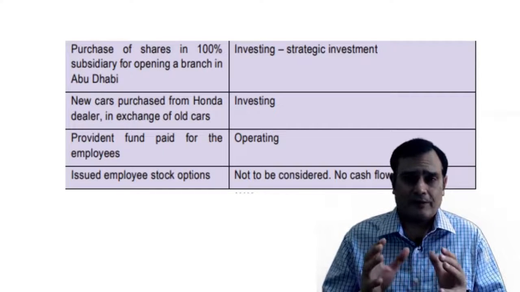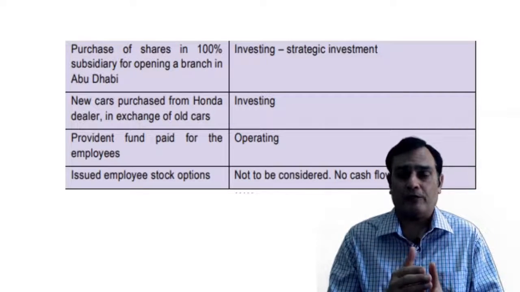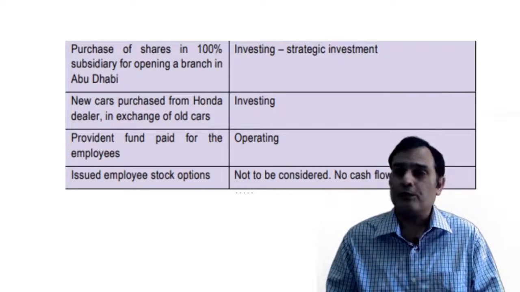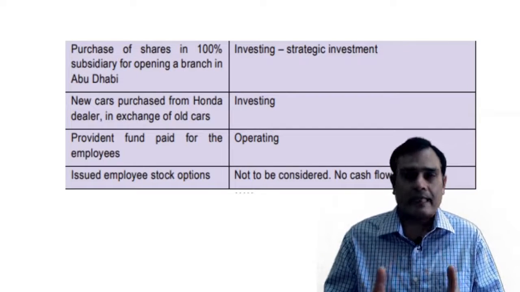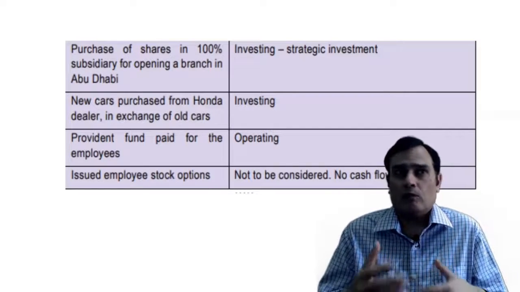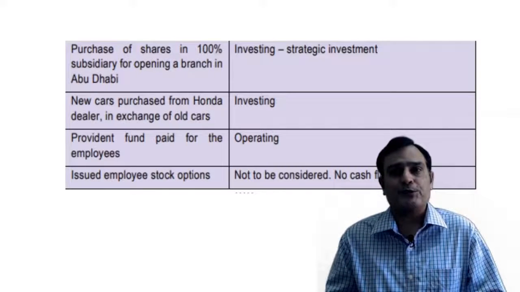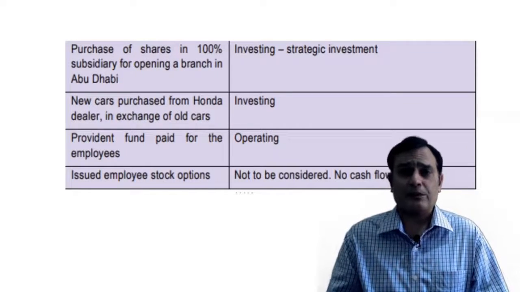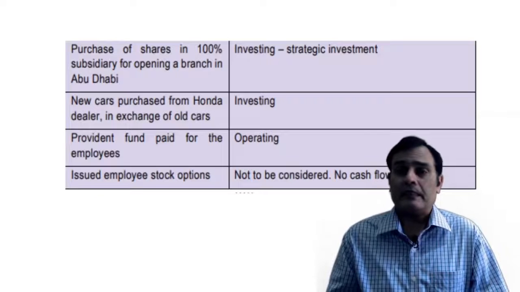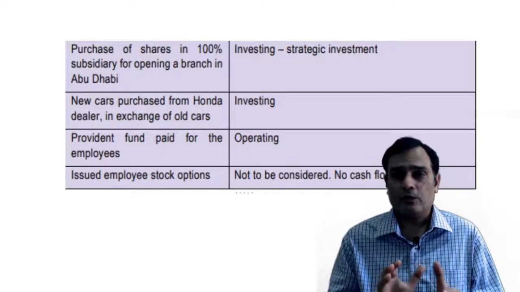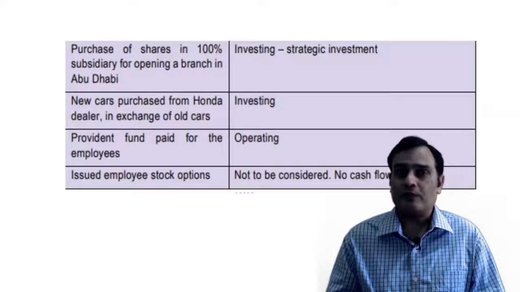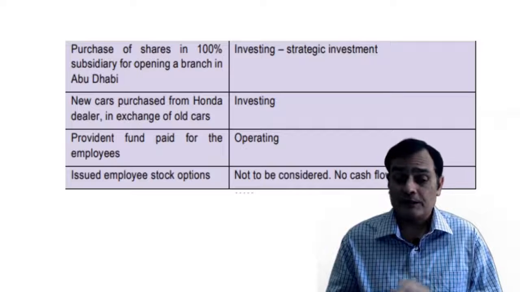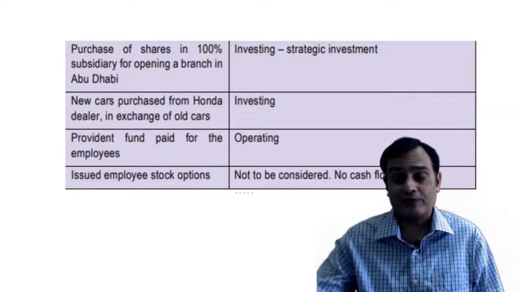Let's say, for example, there is a provident fund which is paid for the employees of the company. Now, as far as the employees are concerned, they are related to the operations of the business. So any salaries, including the provident fund, whatever is the cost to the company, is going to be considered a part of the operating activities. Now, let's imagine you've issued ESOP, employee stock option plans, to the employees, and there is no cash movement as far as the issue of ESOP is concerned. So in this particular case, since there is no cash flow movement, it would not be reflected in the cash flow statement.